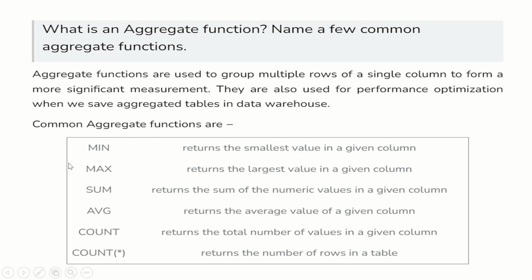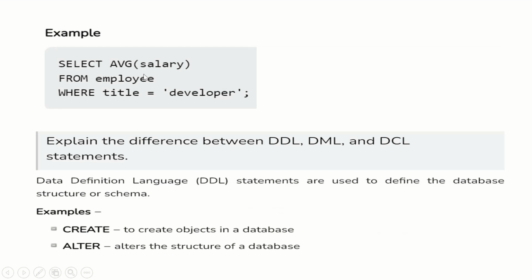Common aggregate functions are: minimum returns the smallest value in a given column, maximum returns the largest value in a given column, sum returns the sum of numeric values in a given column, average returns the average value of a given column, count returns the total number of values in a given column, and count of star returns the number of rows in a table. Example: select average of salary from employee where the title is equal to developer. It will give the average salary of employees in the developer section.